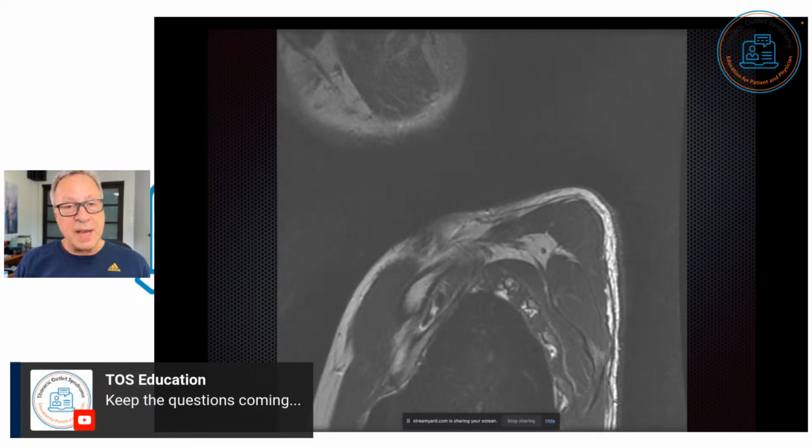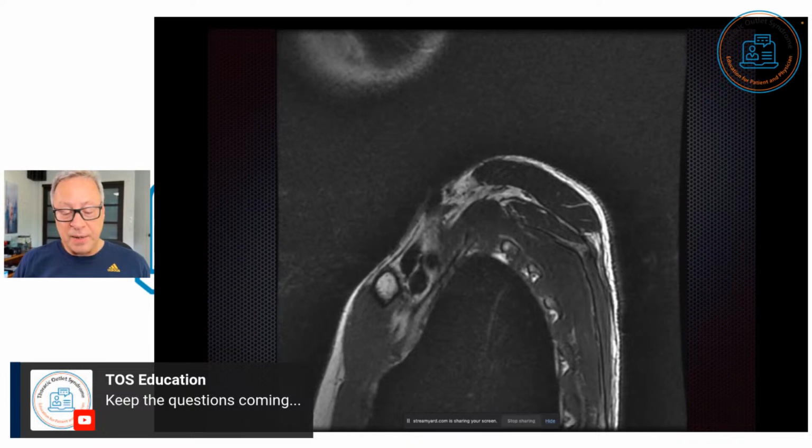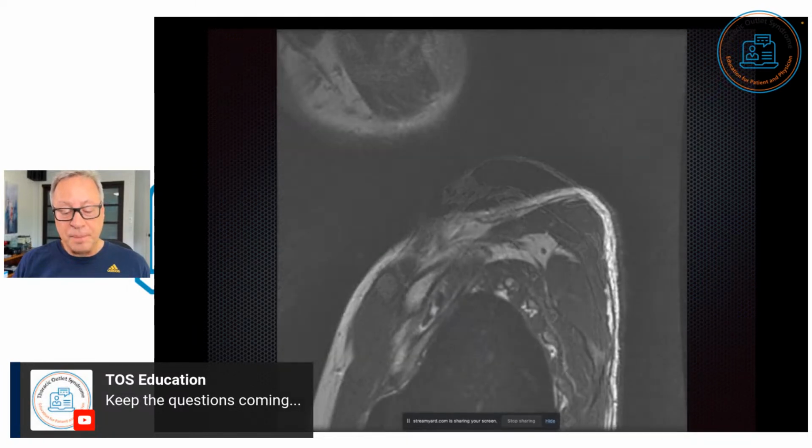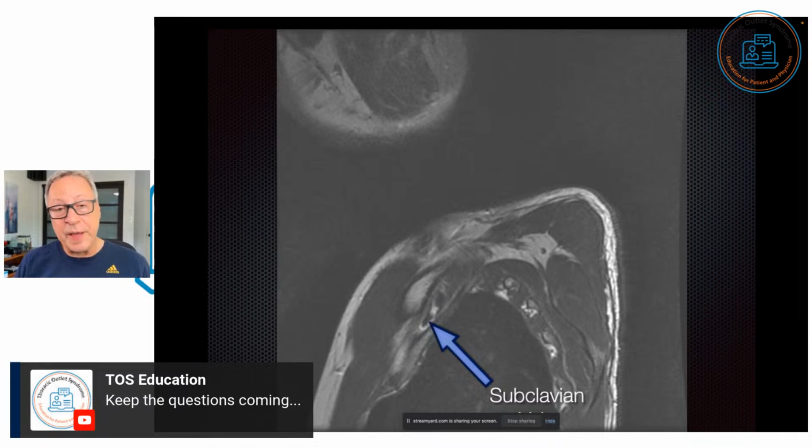This is with the arms down. By the patient's side, we see the subclavian vein nice and round. And now this is with the patient's arms up. And we see the subclavian vein is severely flattened, and that prevents blood from flowing easily from the arm back into the chest.